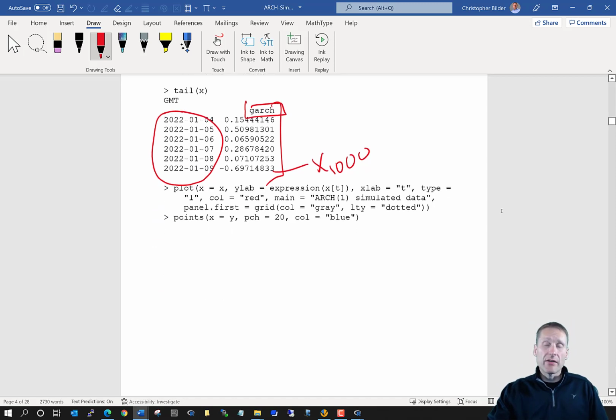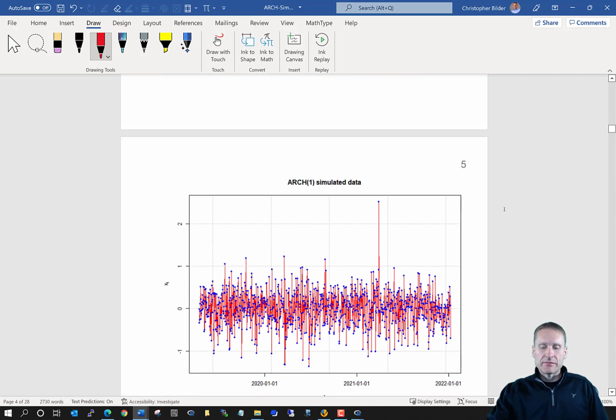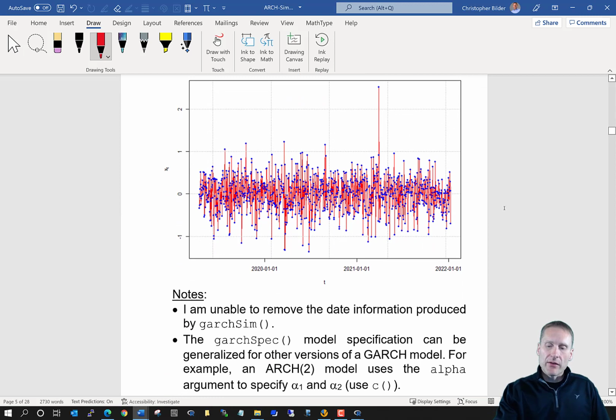Okay, so let's do a plot of this data. And this is what we get. So again, we have some extra variability in comparison to other places in the time series. And so that's why an Arch model would be appropriate.